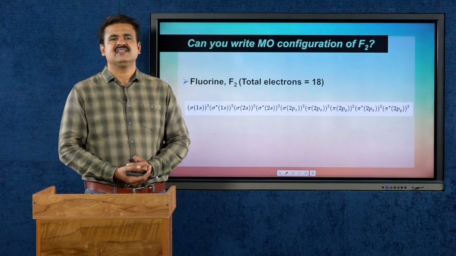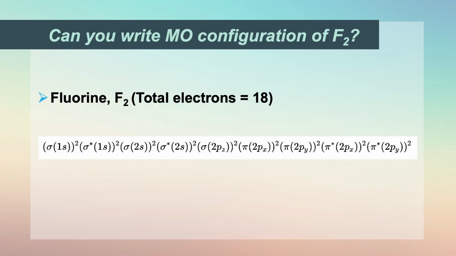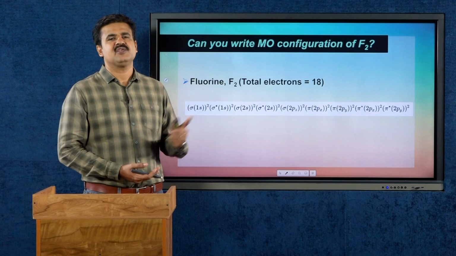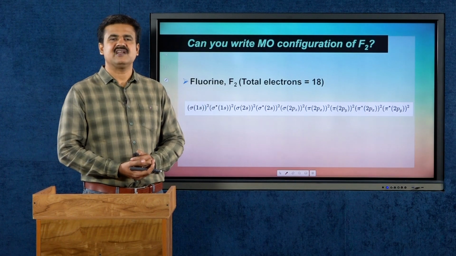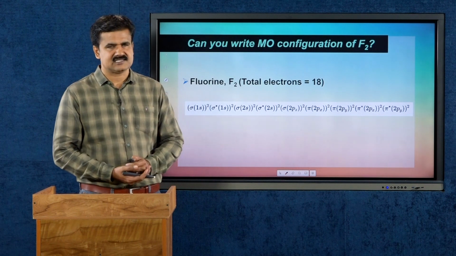So, we have to arrange 18 electrons for fluorine molecule. The 18 electrons can be arranged in the increasing order in various molecular orbitals like this: sigma 1s2, sigma star 1s2, sigma 2s2, sigma star 2s2, sigma 2pz2, pi 2px2 equal to pi 2py2, pi star 2px2 equal to pi star 2py2. You can see the arrangement of total 18 electrons in 9 molecular orbitals like this.